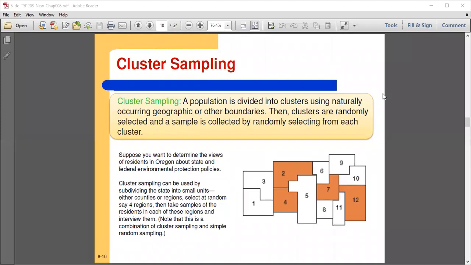So with cluster sampling, we have finished today's lecture. In the next lecture, we will discuss the central limit theorem.